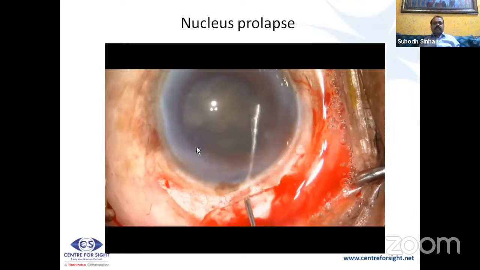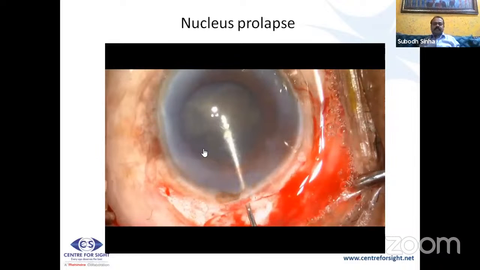This is another video of a patient I operated on a few months back. So you can see sometimes it's not that easy, particularly if the nucleus is very hard, and obviously the bimanual technique could have been better for me, but somehow I managed to do it with a single Sinskey hook.